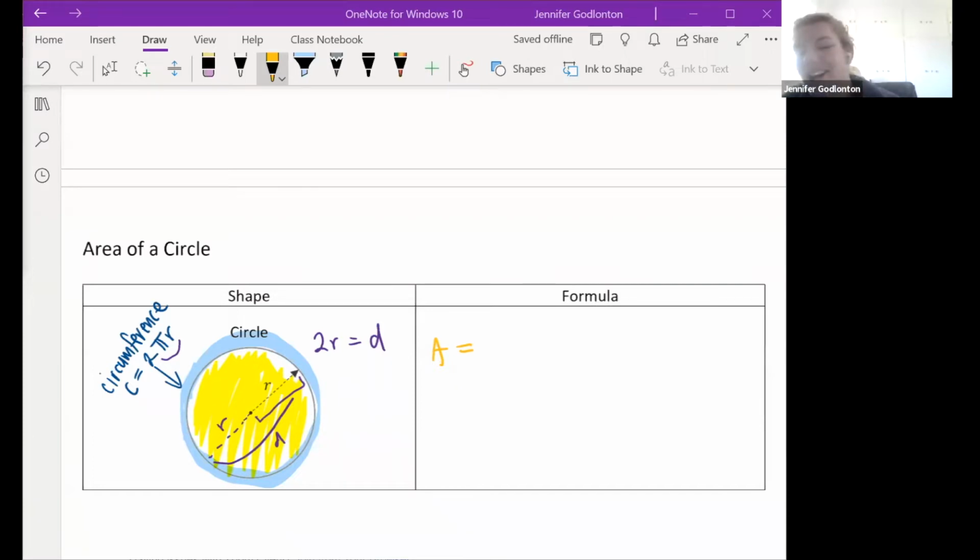Okay, Mateo, can you help me out? How do I find the area of a circle? Ma'am, it's 2 times r to the power of 2. That's very, very close. We're going to have pi times r to the power of 2. Do you see it? It's very close, except we're going to have pi. So we're going to have pi r squared.